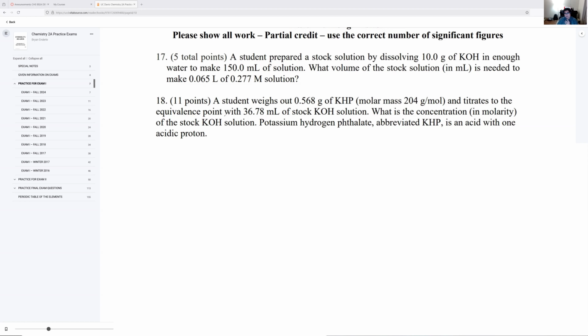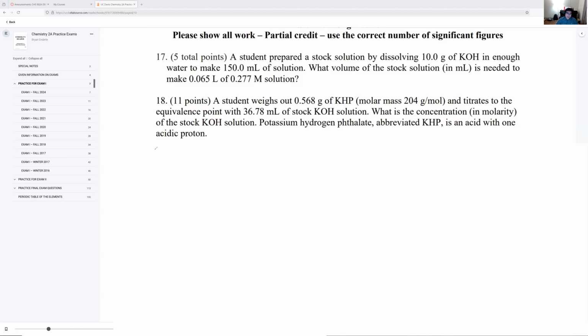It doesn't really hold up with a weak base, or a strong base with a weak acid, but it will hold up for strong acids and strong bases. So at the equivalence point, the moles of H plus are equal to the moles of OH minus. You have to know that. You just have to know that, otherwise you can't do this problem.